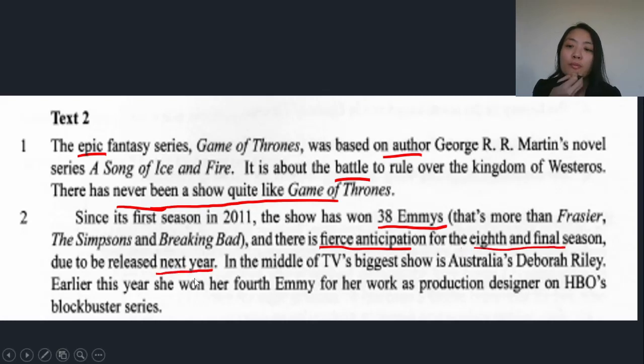So a lot of people are hoping, they are waiting for the final season. And in the middle of TV's biggest show is Australia's Deborah Riley, the introduction of this person that was earlier mentioned in the previous text. So earlier this year, she won her 4th Emmy for her work as production designer on HBO's blockbuster series. So again, winning some Emmy awards for herself.